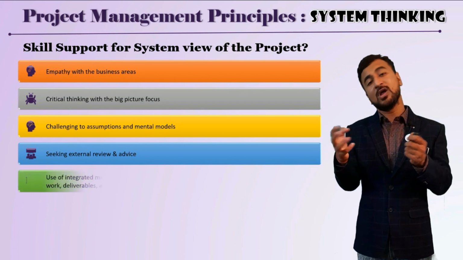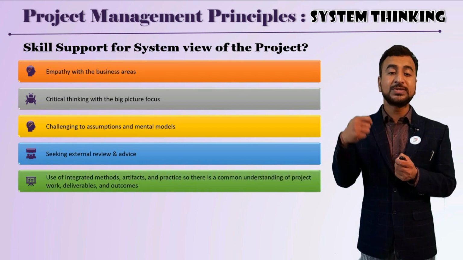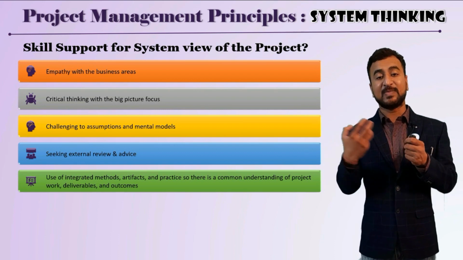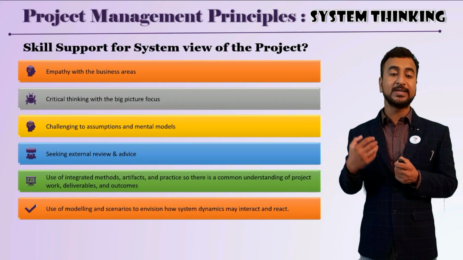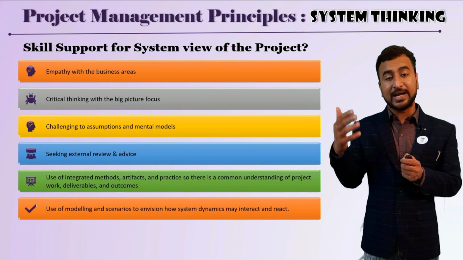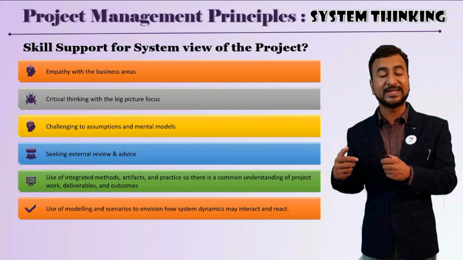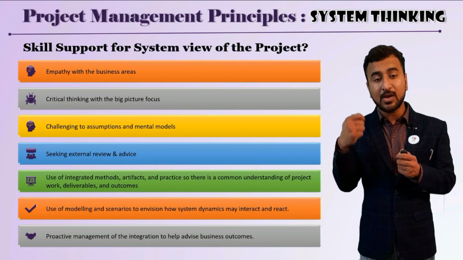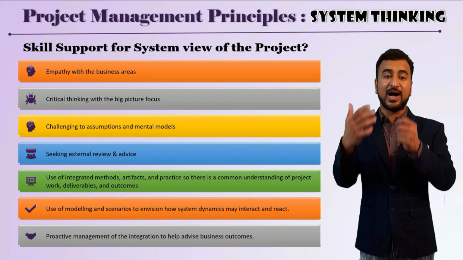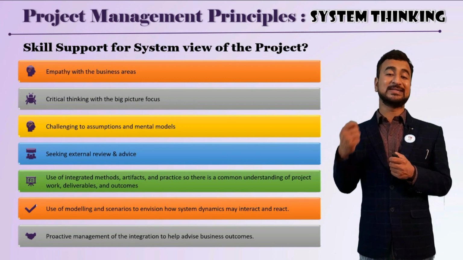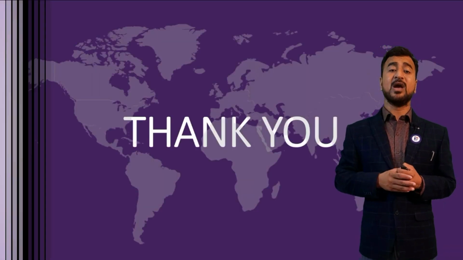You have to take a collective 360-degree approach and use integrated artifacts and practices by which you can inculcate all those viewpoints, using modeling and scenarios to ensure that the system is demystified and you have a holistic understanding. And finally, proactive management is required to implement system thinking. So with that skill set, you can implement system thinking. That is one of the principles of your PMBOK version 7.